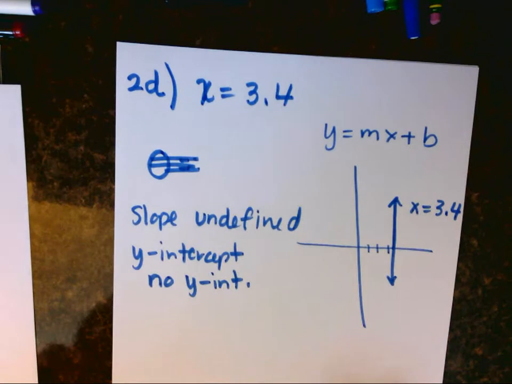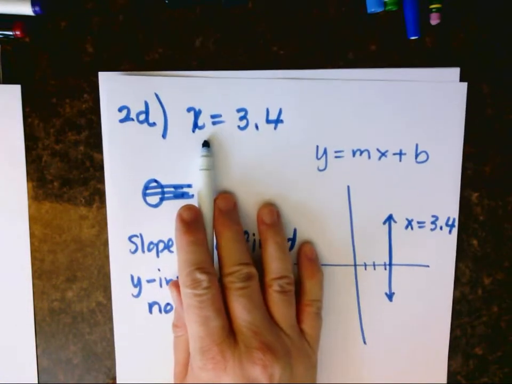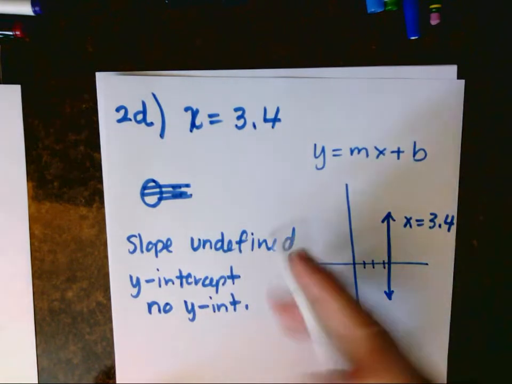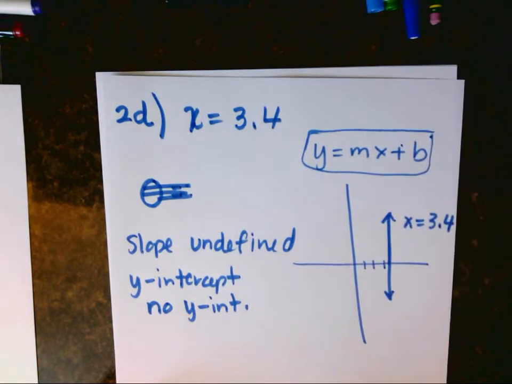Okay, let's look at E now. So that's a special case. When you get something that doesn't have a y in it, you're best to just think about the graph of it and work it from there. It doesn't really fit into this form y equals mx plus b because there is no y. Okay, that was D, and now let's look at E.